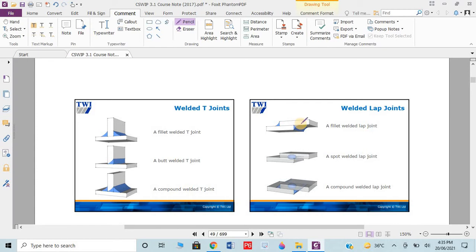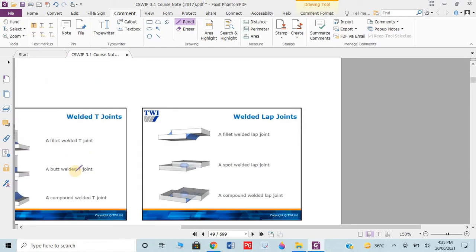Fillet weld lap joint. Now you can see that was the butt joint and the T joint. Now you can see lap joint. If both bodies overlap each other and we weld it in a triangular shape, it's known as a fillet welded lap joint. We need to weld on both sides.